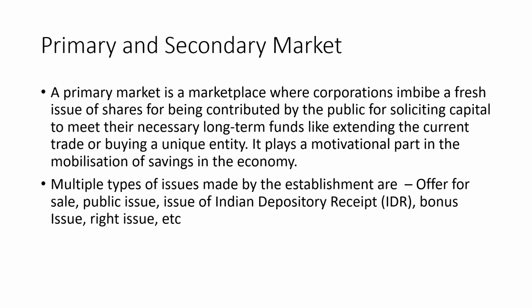So there are two types of markets, one is primary and the other is secondary. The primary market, as usual, is a place where we get things first hand. The primary market is a marketplace where corporations issue their first security, like the issue of shares, which we generally call an IPO. So they issue an IPO for soliciting capital to meet their necessary long-term requirements, right?